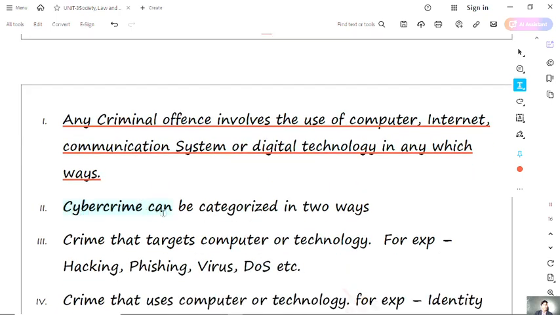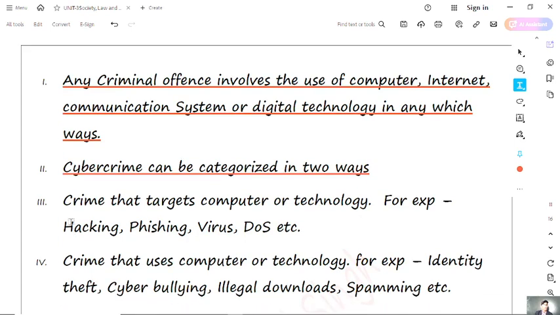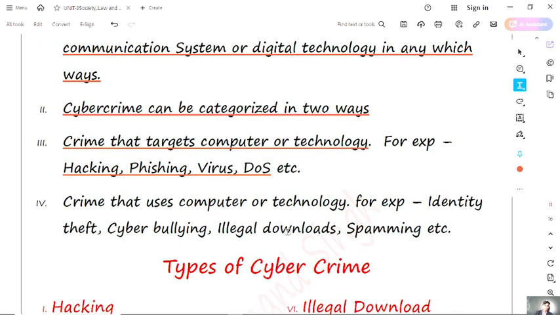Cyber crime can be categorized in 2 ways. One is crimes that target the computer or technology, for example hacking, phishing, virus, etc. When cyber crime is done over technology, it means the crime targets the computer or technology. That is hacking, phishing or virus, DOS. We will discuss all this in detail.